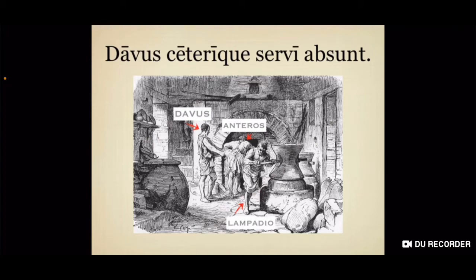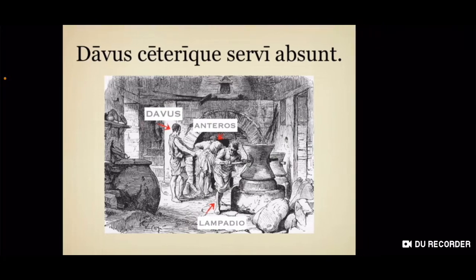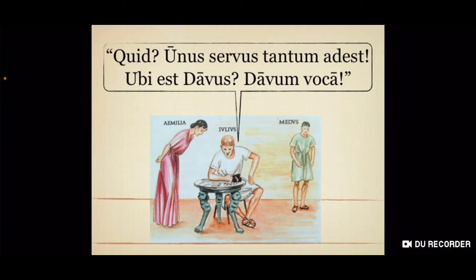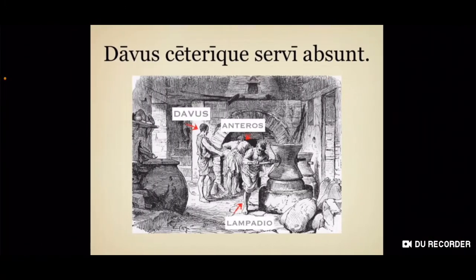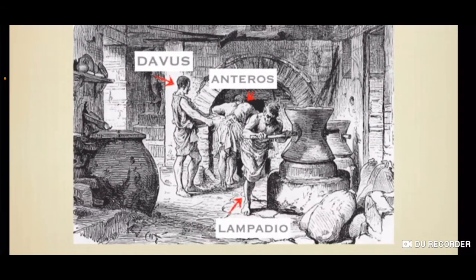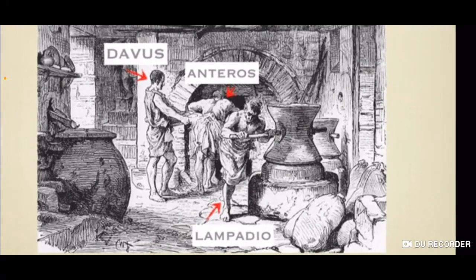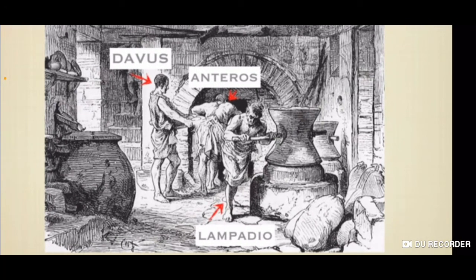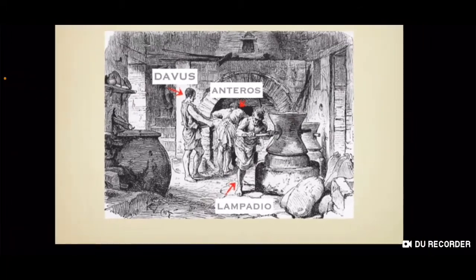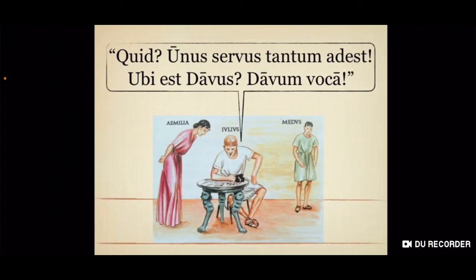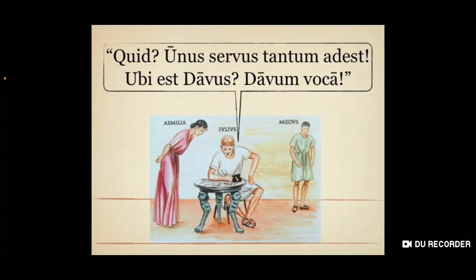Davus catherique servi absunt. Davus and the other servants are absent. And you got Greek servants in there too, you know, even at war. So you got captives and stuff like that. You got Davus, Anteros, and Lapario. He got 100, centum.